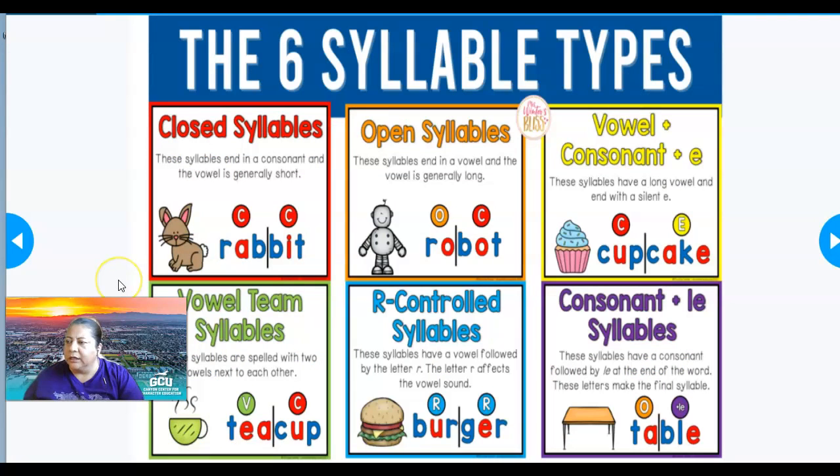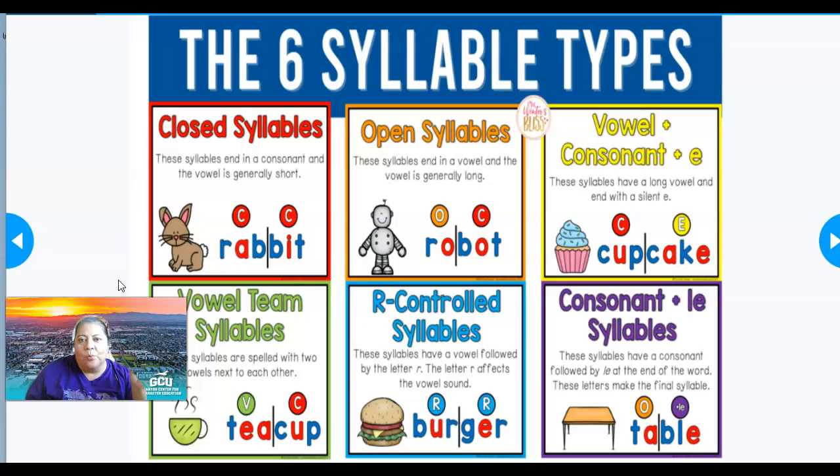So here's a quick little visual, right? A 6 syllable types graphic organizer, an anchor chart that you could use to help you remember and then also use it in your classrooms. The 6 syllable types. So number 1, always remember that in each syllable, there has to be a vowel. And we always think about syllables as breaking up the word. That's how we learned it, right? 1 syllable word, we have cat. 2 syllable words, we have cupcake.